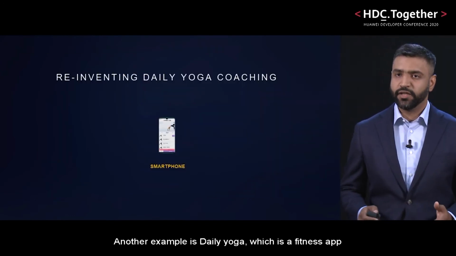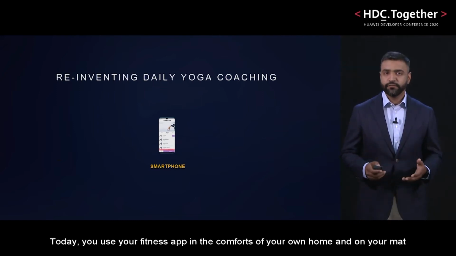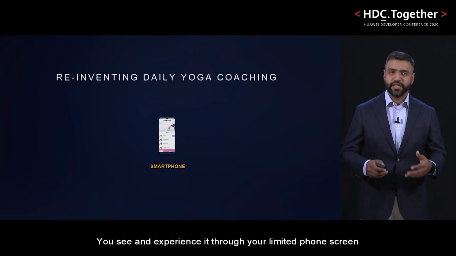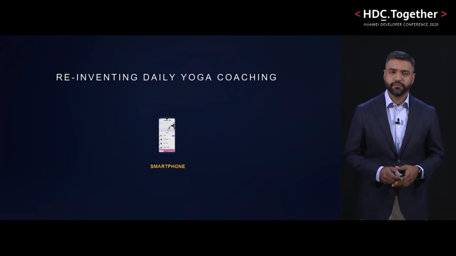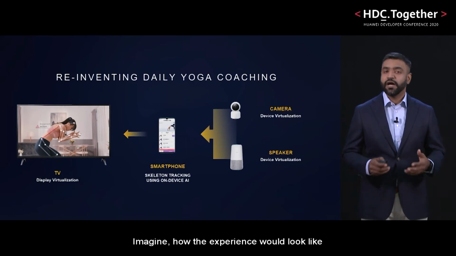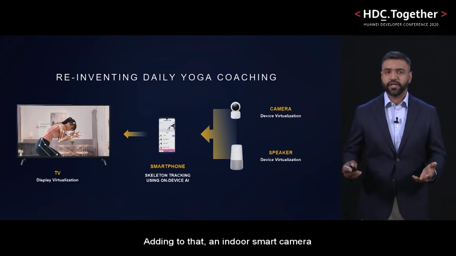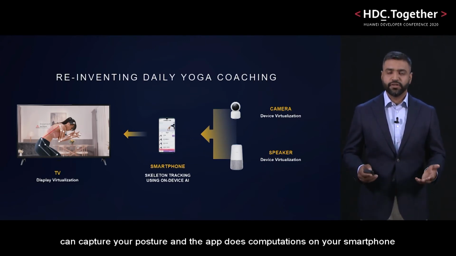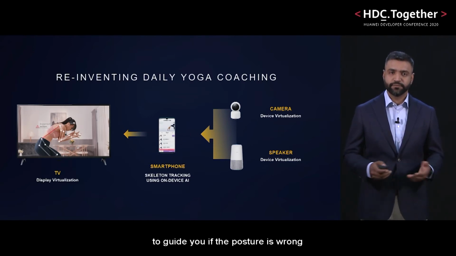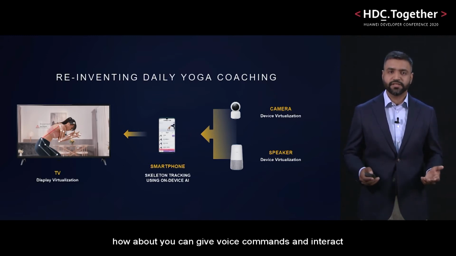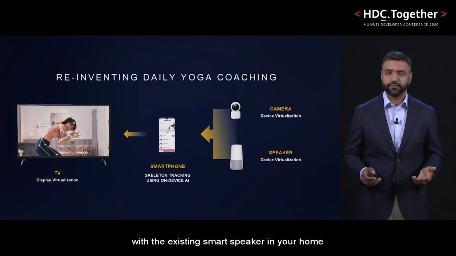Another very good example is the Daily Yoga app, which is a fitness app. Today, you use your fitness app in the comfort of your own home and on your mat. You see and experience it through your limited phone screen. Now, imagine how the experience would look if you could see your workouts on a much larger screen like your existing TV. Adding to that, an indoor smart camera can capture your posture, and the app does computations on your smartphone to guide you if the posture is wrong. And instead of tapping each time on the phone screen, how about you give voice commands and interact with the existing smart speaker in your home?